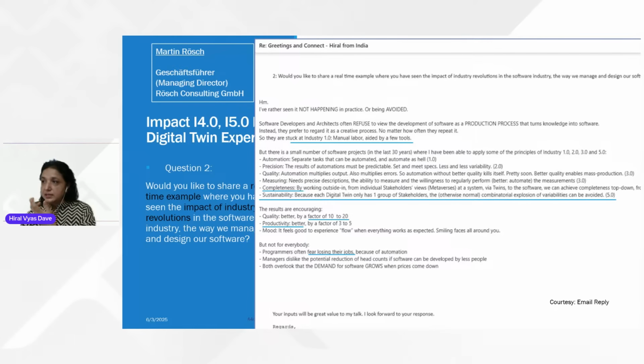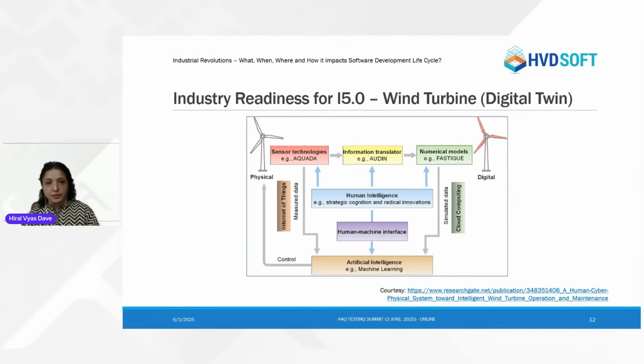So he mentioned a very interesting thing: sustainability, for sure, if you are going with digital twin technology. Let me show you one example over here. This is a human cyber-physical system, and these are wind turbines. There is a digital twin of this wind turbine. And as a software professional, I see my role over here. When human intelligence comes into the picture, when the human-machine interface comes into the picture, I need to design the application in such a way that a person who is working away from the shop floor is able to depict what is happening in this wind turbine.